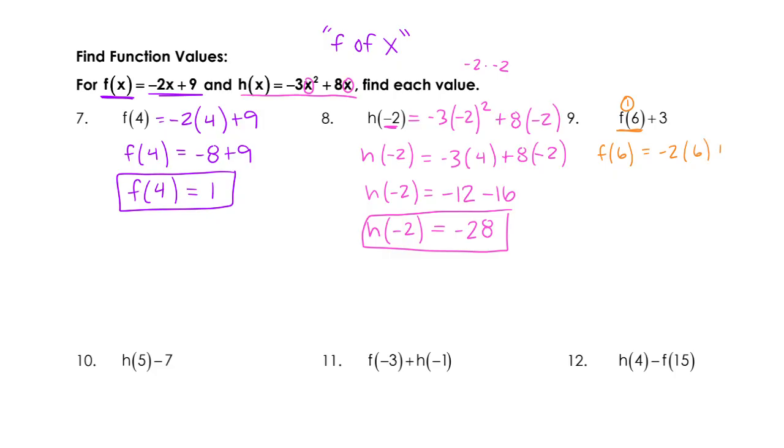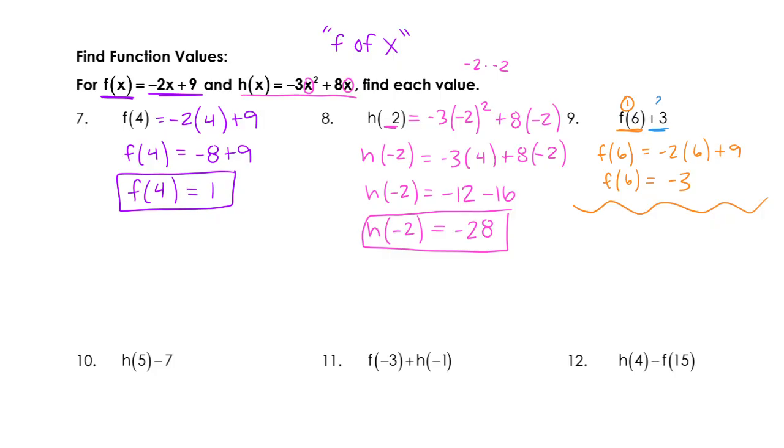So when I do that, I have f of 6 equals -2 times 6 plus 9. Again, I'm just using the f function here. So then we have f of 6 equals -2 times 6 is -12, plus 9 would give me -3. Notice I did some mental math here. I didn't show as many steps as I did on 7 and 8. I'm totally okay with that.